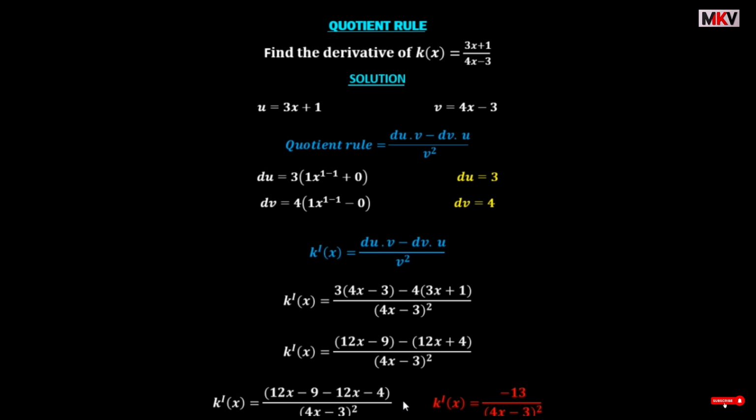So therefore, the derivative of the function is minus 13 all over 4x minus 3 all squared. So this is how we use the quotient rule to find the derivative of a function.